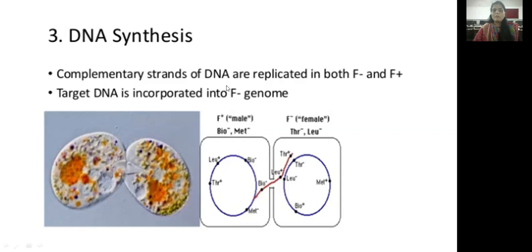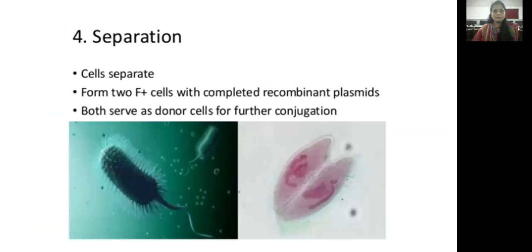That is, a complementary strand of DNA is replicated in both F minus and F plus cells. So for the single-stranded plasmid, now replication occurs, and in both the cells double-stranded plasmid will be present. Target DNA is incorporated into the F genome. So at the end of this process, the target F plasmid, which was first not present in the female cell, is now incorporated into the female cell.